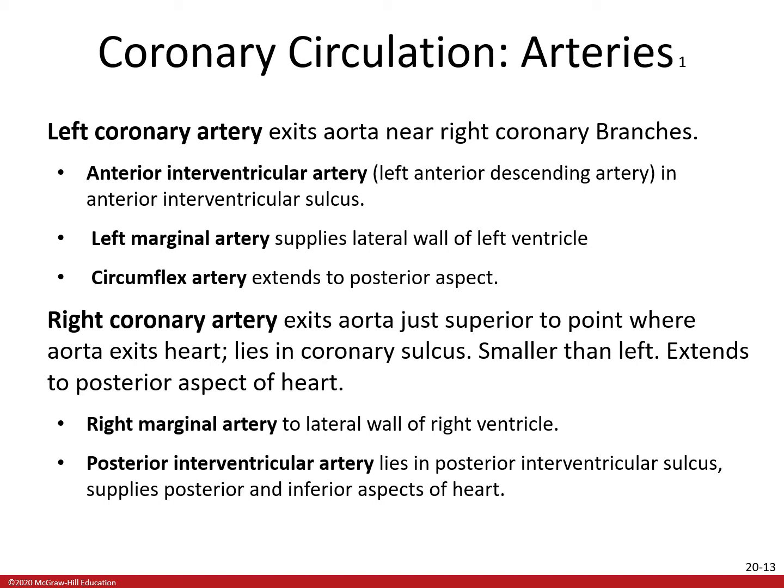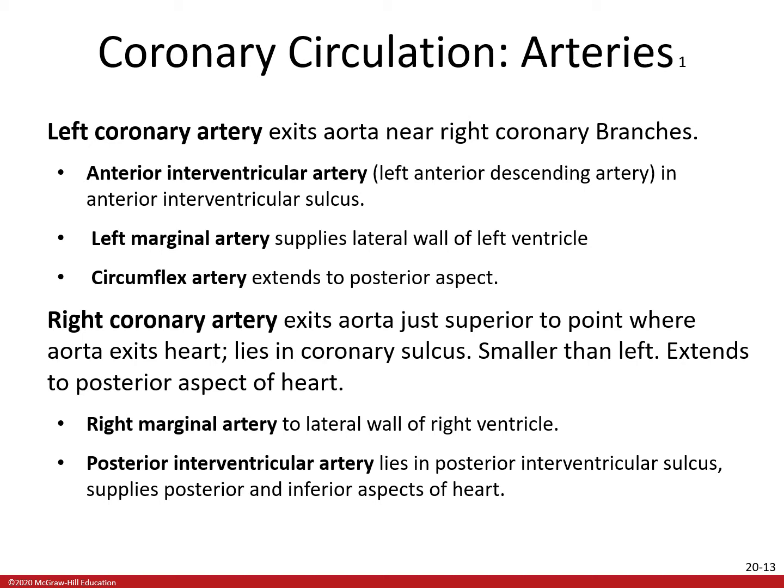Next, we have the right coronary artery, which is going to exit the aorta just superior to the point where the aorta exits the heart. So again, kind of right off of the tap, the highest oxygenated blood that you can have in your body. It is going to lie within the coronary sulcus. Again, that little depression there, and I believe the next slide is going to show us a picture of all of this. It is going to be smaller than left, and it extends to the posterior aspect of the heart.